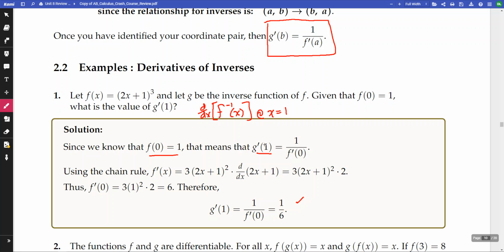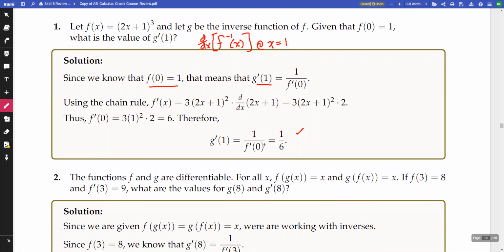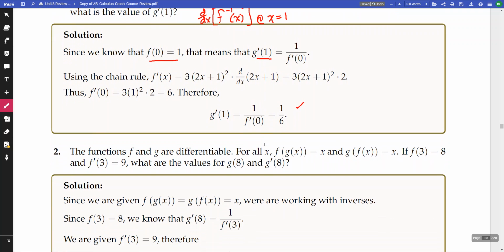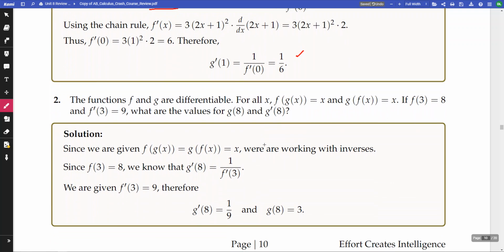Okay. Now, let's look at another example so we can understand that process again. Here we have functions f and g that are differentiable for all x, with f of g of x equals x and g of f of x equals x. So this is telling me that g is the inverse of f, or f is the inverse of g. f of 3 is equal to 8. So that's our pairing, 3 and 8.